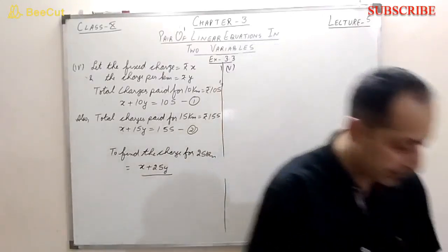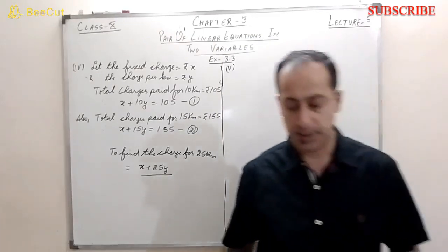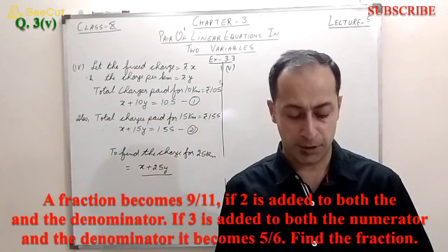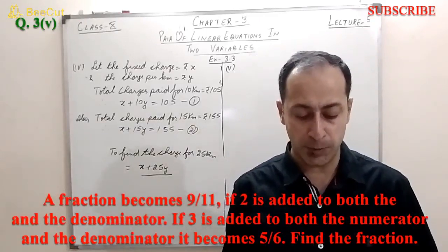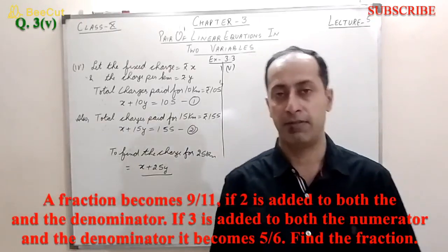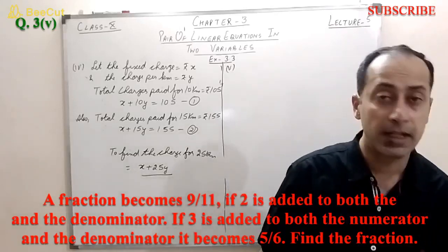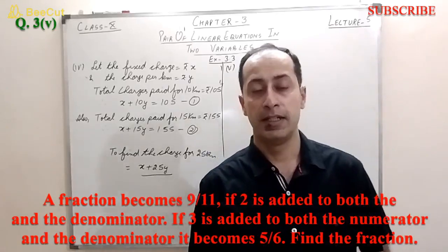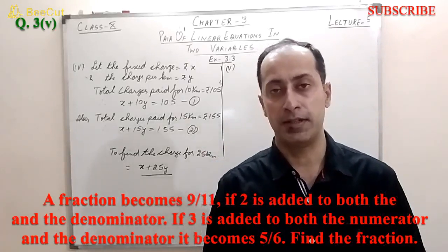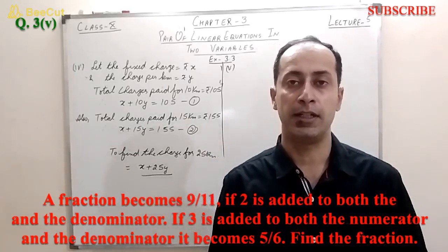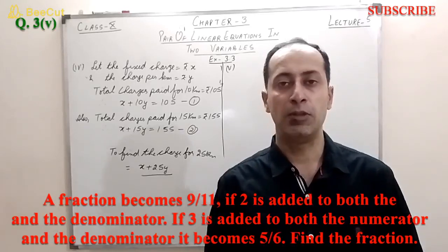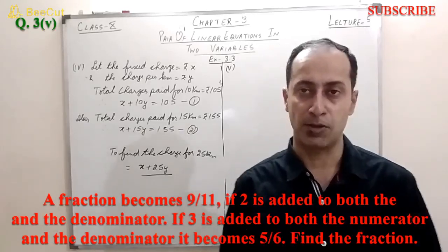Now, in the fifth part, it is given a fraction becomes 9 by 11 if 2 is added to both the numerator and denominator, and if 3 is added to both numerator and denominator, it becomes 5 by 6. Find the fraction. See, now the question is about a fraction. We cannot take the fraction as x or the fraction as y. Since a fraction has two parts, the upper part is called the numerator and the lower part is called the denominator. So we have to suppose the numerator and denominator both in this question, right?